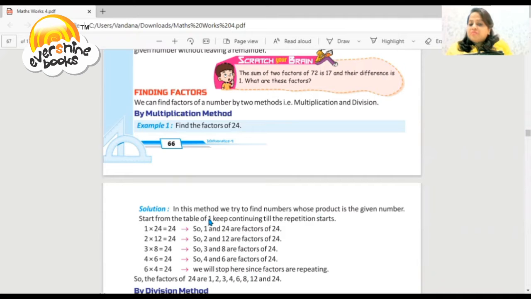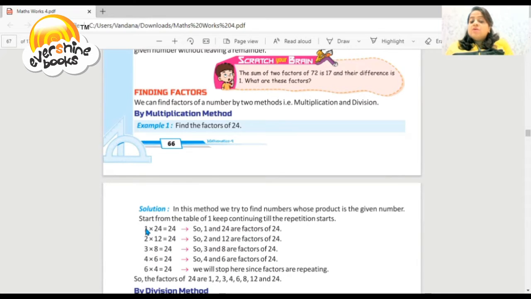Start from the table of 1. Keep continuing till the repetition starts. It means you have to start from the number 1, then 2, then 3, then 4, then 6. Then your product will be the same as 24, because you have to find the factors of 24. So 1 multiplied by 24, 24 is the answer. 2 multiplied by 12, 24 is the answer. 3 multiplied by 8, 24 is the answer.